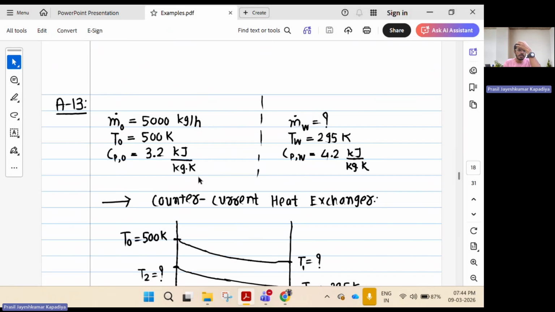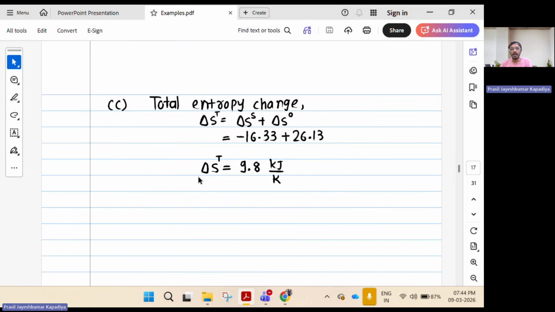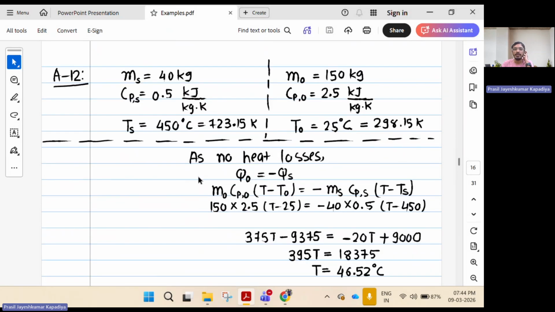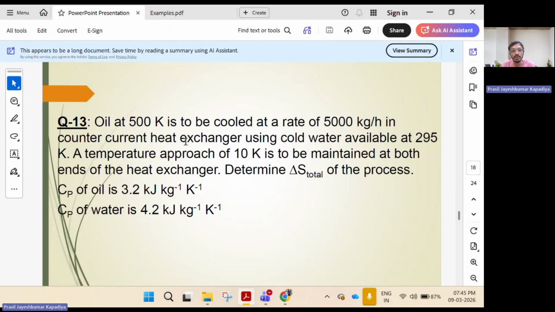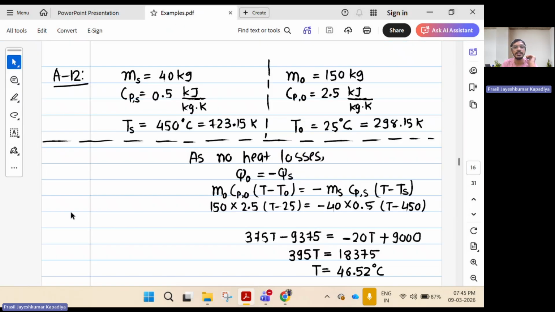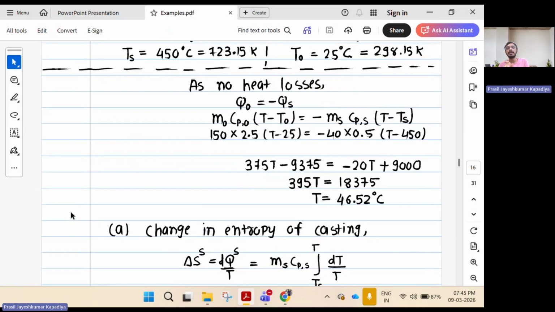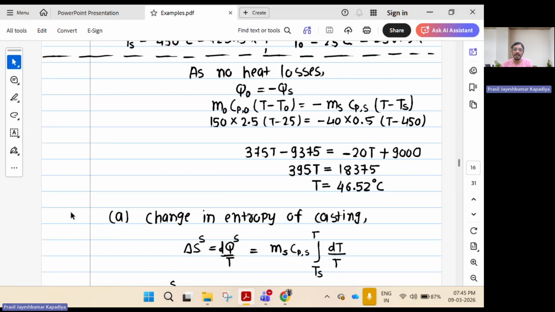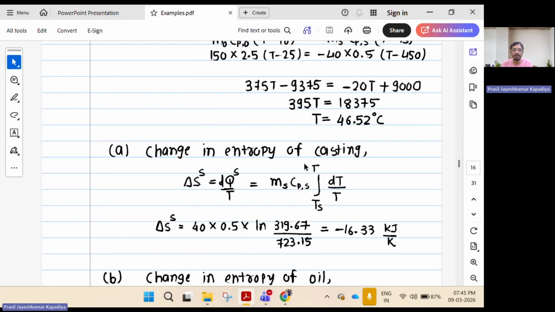So from these two problems of today's class, we learned that when we may not be given one temperature, or if it is some kind of heat exchanger problem, we may be given temperatures, we may be given mass flow rates. In this kind of problem it was slightly tricky, as you should know the temperature approach, that is 10 Kelvin. So that kind of data is given. From that data, you are supposed to find the temperature or the mass flow rate. When you are finding it, then you just need to apply the entropy equation, that is dq by T, that is m Cp dT by T.